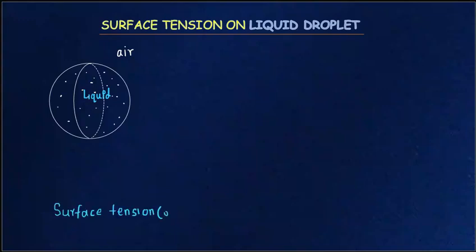So the surface tension is basically defined as the force per unit length. Force which is acting tangentially on the surface. So it is the force, or tangential force, acting on the unit length drawn on the surface of the liquid. Okay. So we need to find out this surface tension, that is sigma, in case of a liquid droplet.